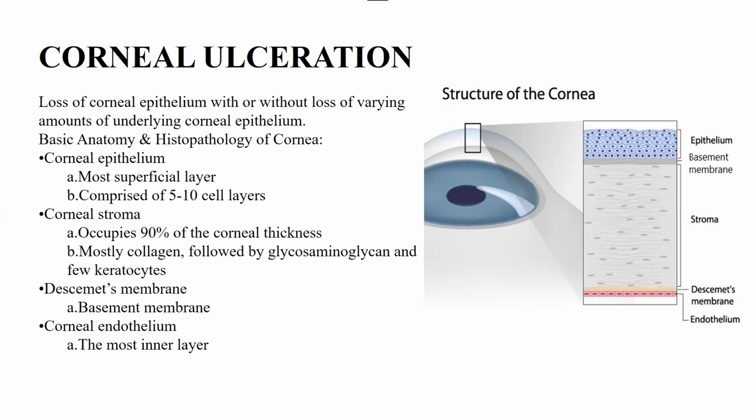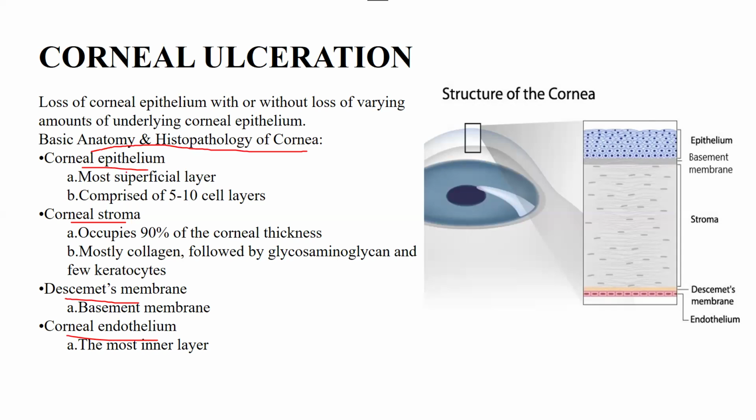In order to understand this definition, we need to understand the anatomy and histopathology of the cornea first. That will help us understand the ulcers that form in the cornea. The cornea has multiple layers. The outermost layer is the corneal epithelium. Then we have the corneal stroma, then Descemet's membrane, and then the corneal endothelium.